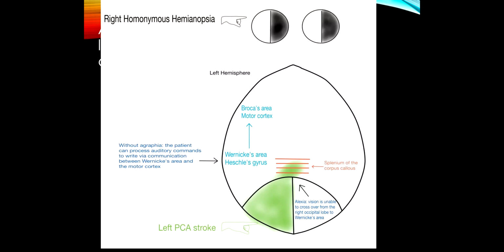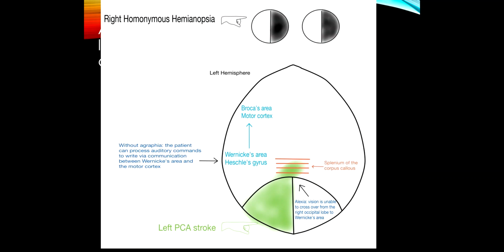So here we have a left PCA stroke. And so I should have pointed out that the posterior cerebral artery also supplies the splenium of the corpus callosum. So with a left PCA stroke, the patient is going to have a right homonymous hemianopsia, or hemianopia, same thing. Now, I didn't draw this with macular sparing just because that's a favorite board question, but in the real world, we are more likely going to have something that looks just like this.